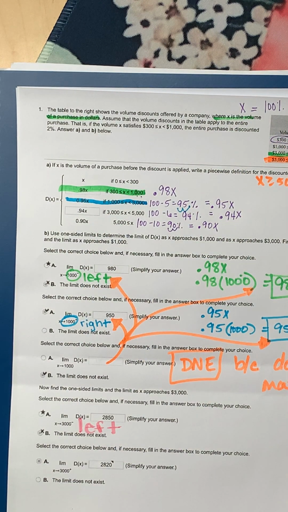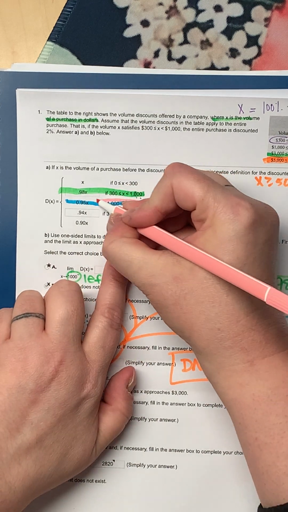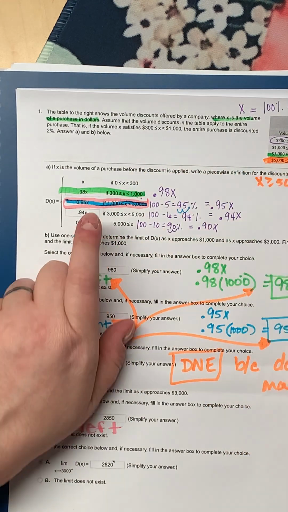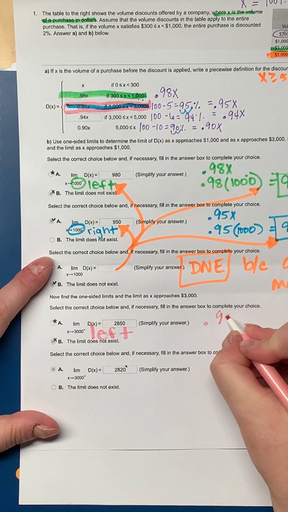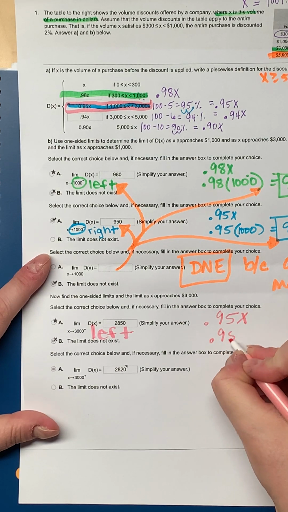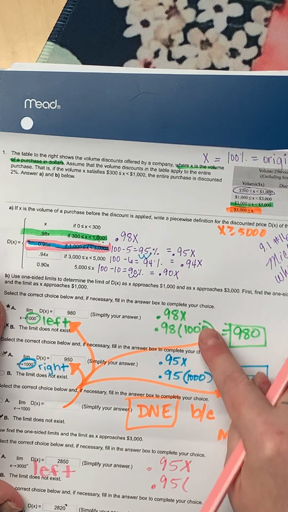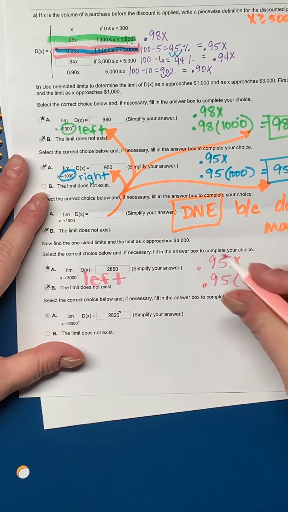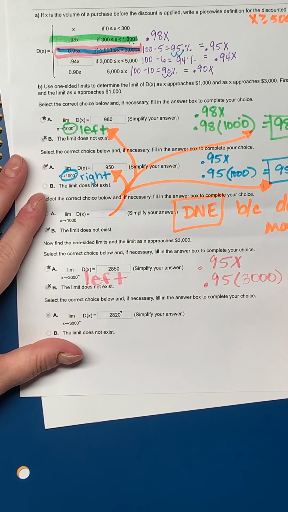So a number directly left of 3,000 is 2,999. That would fit in this third one. So we're going to use this third one, which is 0.95x. And then we're going to plug in whatever x is approaching. So not 1,000 anymore. Now we're approaching 3,000. And then I think that gives you 2,850.